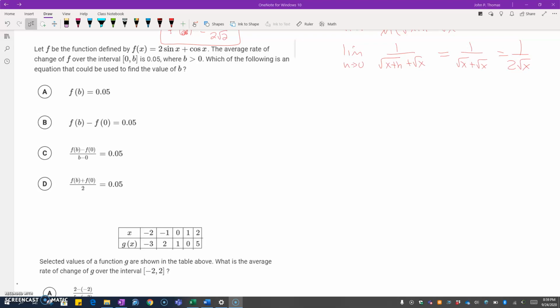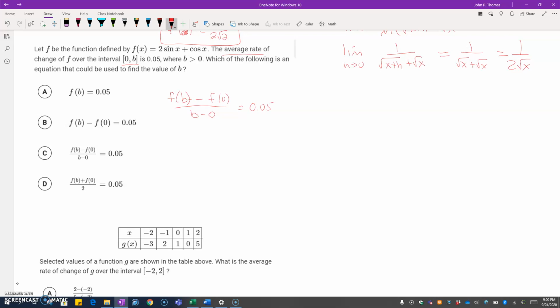So if we look at this problem, the key things we're going to look at is that it's talking average rate of change, and they gave us an interval. So that tells me that I can say f of b minus f of 0 over b minus 0 gives me my average rate of change, because it's really just a slope formula. And we want to set that equal to what they say the average rate of change is, which is 0.05.